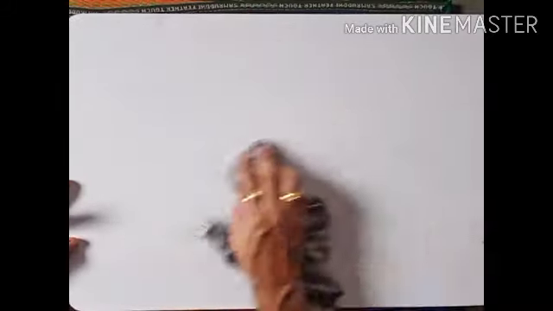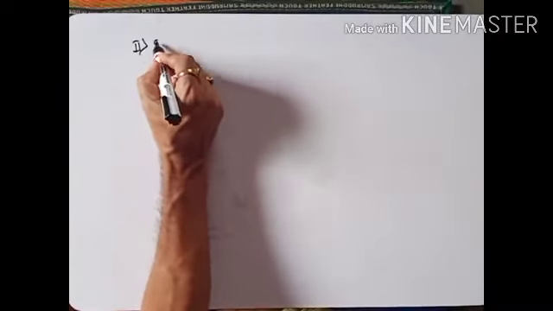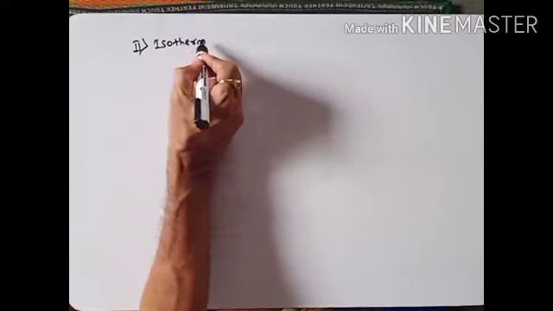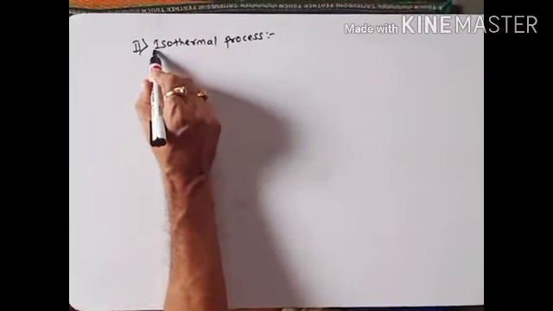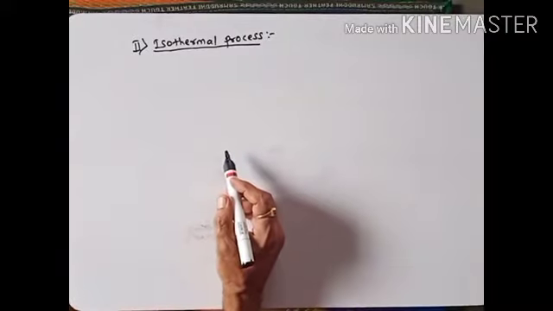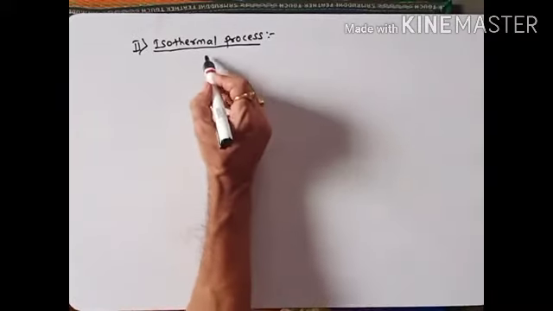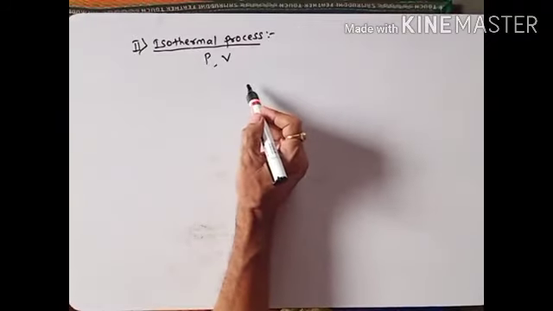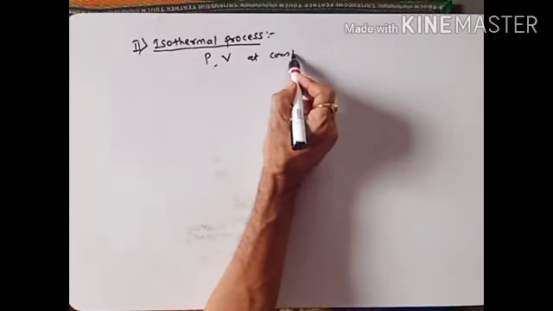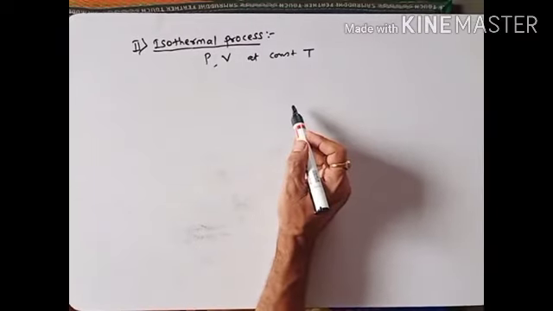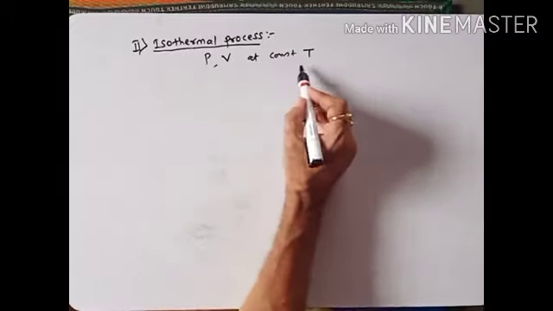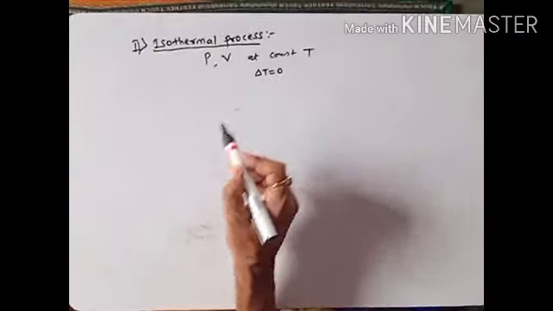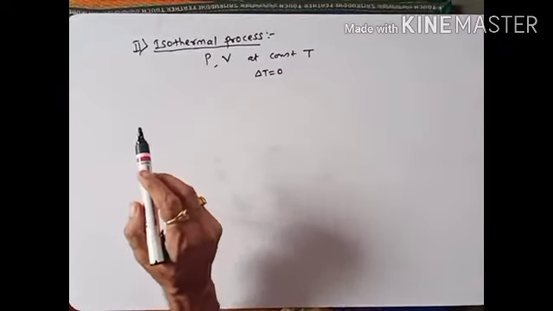The second type of process is the isothermal process. Here, a process in which change in pressure and volume takes place at constant temperature. Temperature is constant, so we call it an isothermal process or isothermal change, and for such a system we consider delta T is equal to 0. This is a constant temperature process.